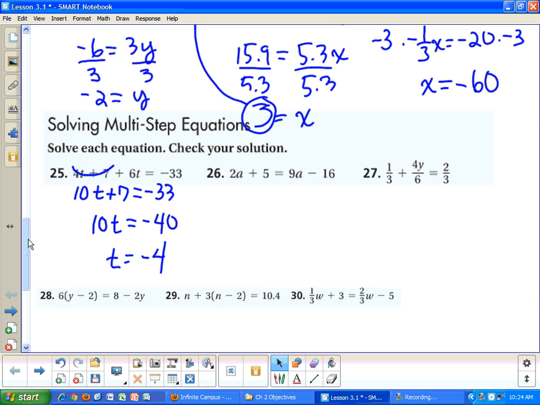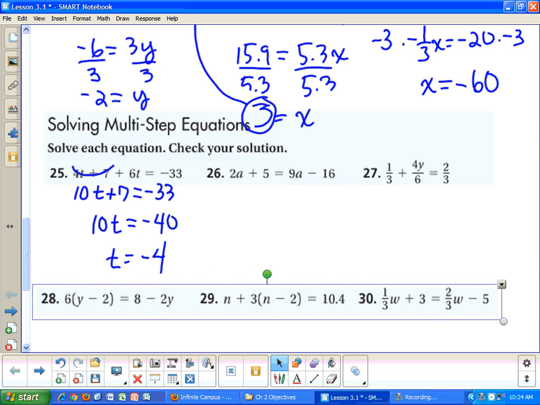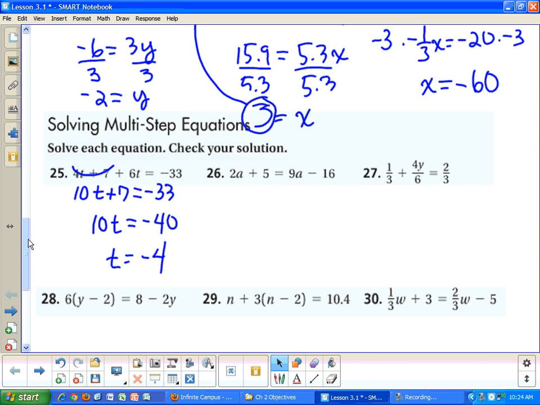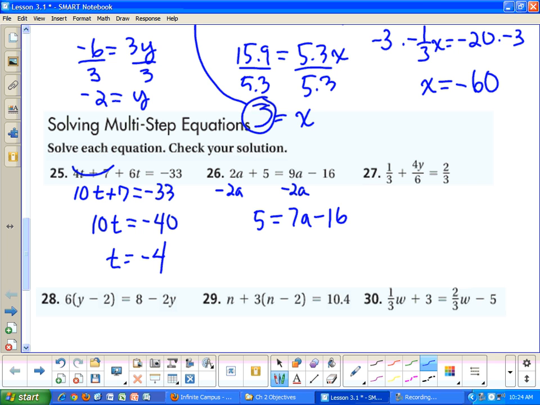For number 26, I'm going to start by subtracting 2a from both sides. That eliminates the a from the left side. And that leaves me with the equation 5 equals 7a minus 16. Then I can add 16 to both sides, and that gives me 21 is equal to 7 times a. Then I can divide both sides by 7, and I get a is equal to 3.